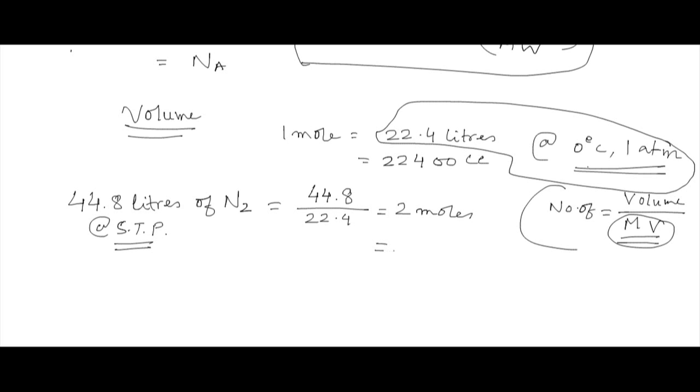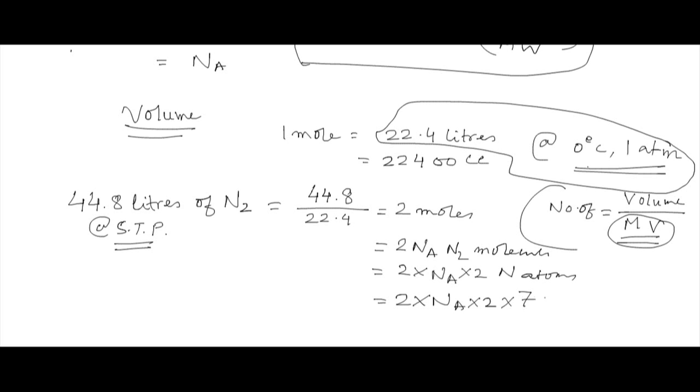Now suppose it is said, find the number of molecules. So it becomes 2 moles, 2 Na (N2) molecules. Now if they say find out the number of atoms, it is 2 into Na into 2 N atoms. Now if it is said find out the number of electrons, 2 into Na into 2, one nitrogen atom will have 7 electrons, so into 7 electrons.